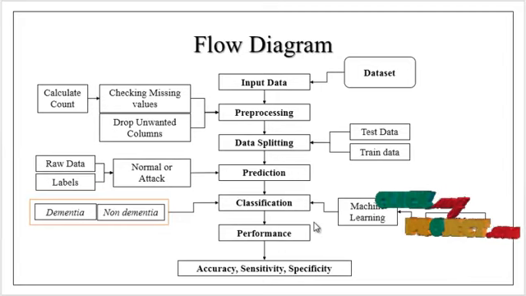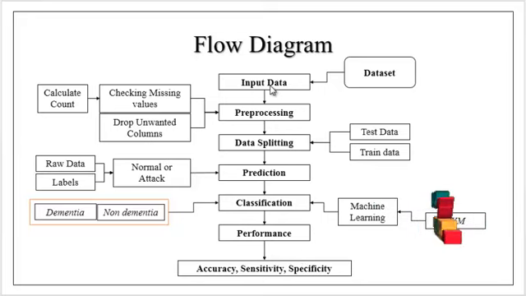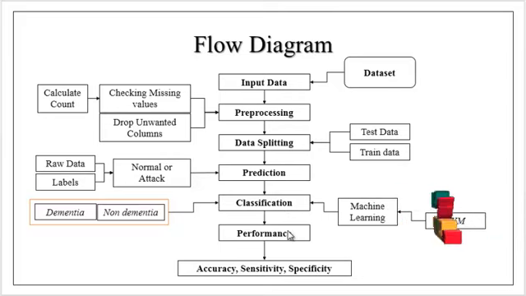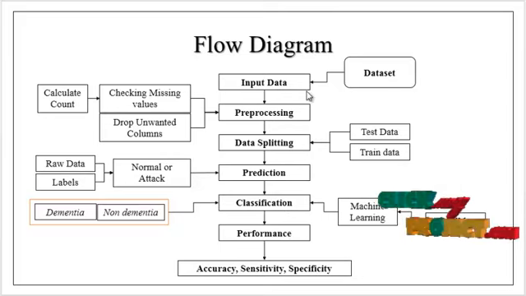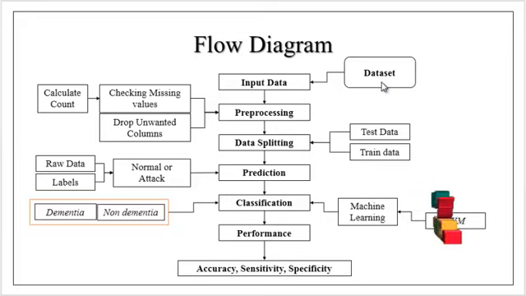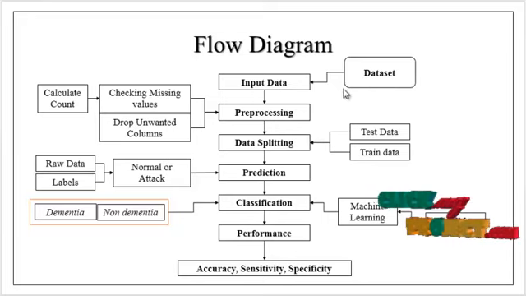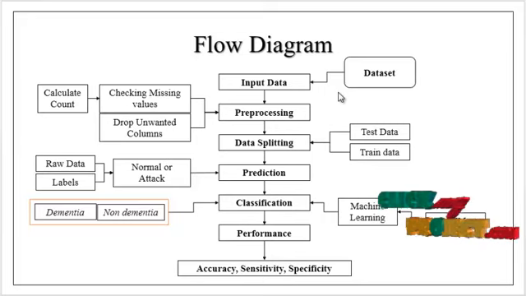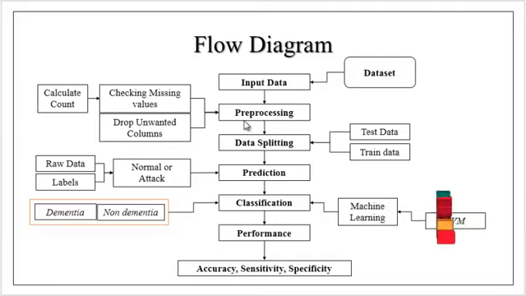This is the overall working flow present in this project. The modules are input data, pre-processing, data splitting, prediction, classification, and finally performance estimation. These are the modules we have done in this project. At first, the input data is taken from the dataset. The dataset consists of dementia CSV files, which have both dementia and non-dementia data. After getting the input from the dataset, we move to the pre-processing.